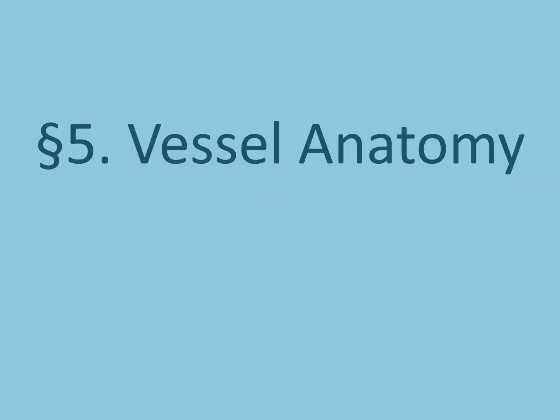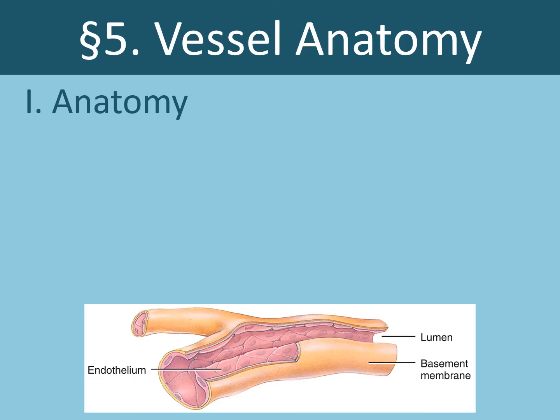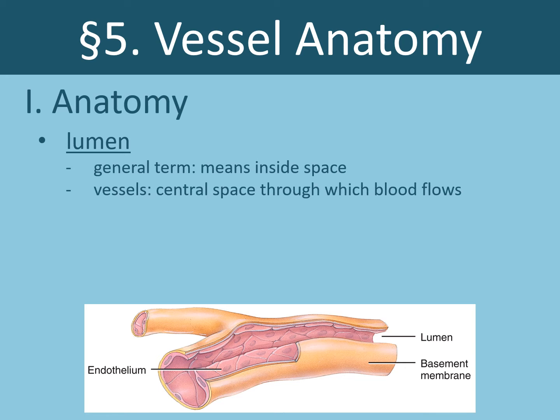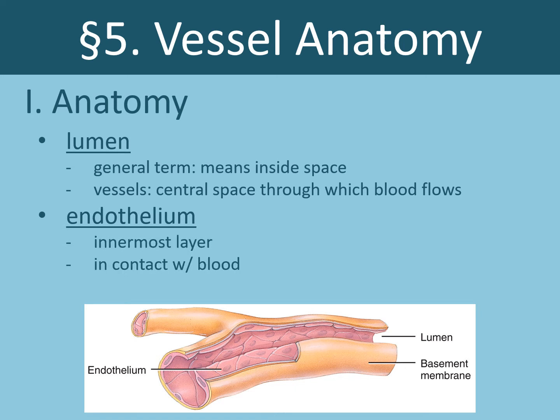Section 5, Blood Vessel Anatomy. Let's discuss the general anatomy of a blood vessel. The term lumen in general means the inside space of some structure. In terms of blood vessels, the lumen is the central space through which blood flows. Endothelium is the innermost layer of a blood vessel. It's the layer that comes in contact with blood. It's composed of simple squamous epithelial tissue. There are many other layers outside of the endothelium. These layers vary from vessel type to vessel type and are somewhat beyond the scope of this course.